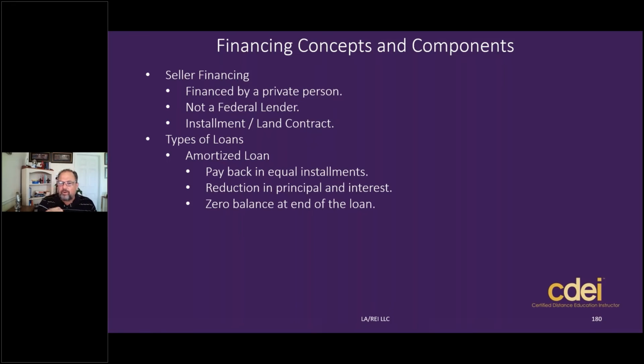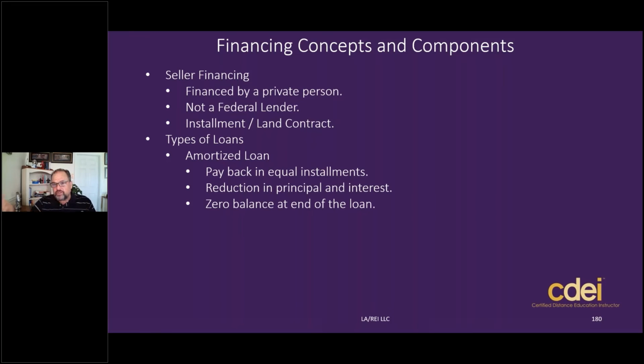The principal part they get is called a direct reduction, okay? So this is what reduces the principal of the home down to, at the end of 30 years, a zero balance. Amortize, pay back. That's what it means to pay back. Equal installments, okay? And so it's a price reduction over time till the loan's paid off.